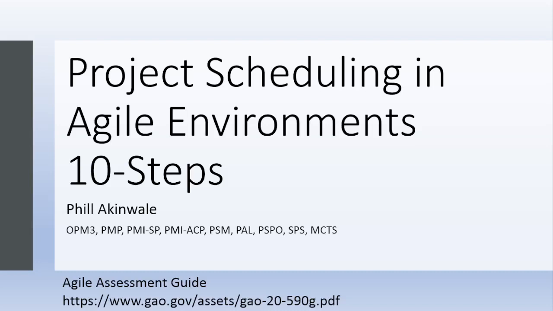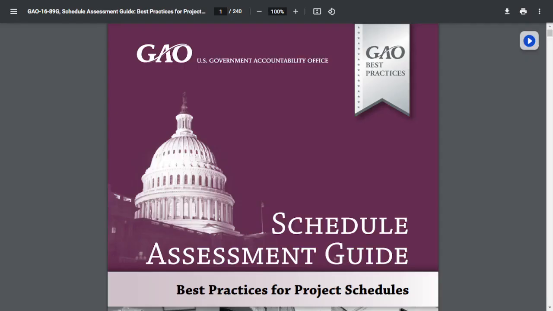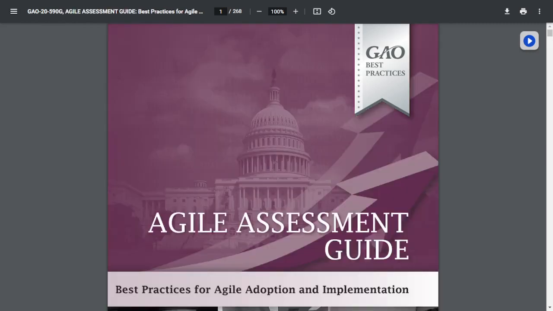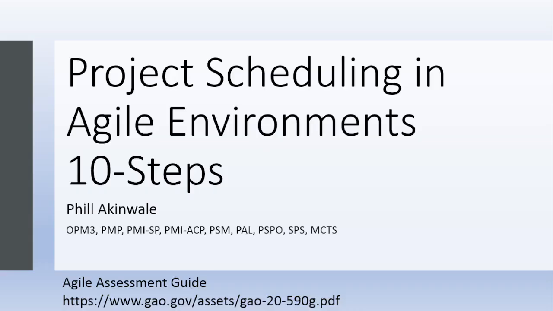Project Scheduling in Agile Environments, 10 Steps. In this session, we'll take a look at two documents, the Schedule Assessment Guide from the US government. I will also take a look at another document known as the Agile Assessment Guide. Now, I'm going to put these together for you in a comprehensive way such that by the time we're done, you will have a much better idea of how to schedule in an Agile environment.